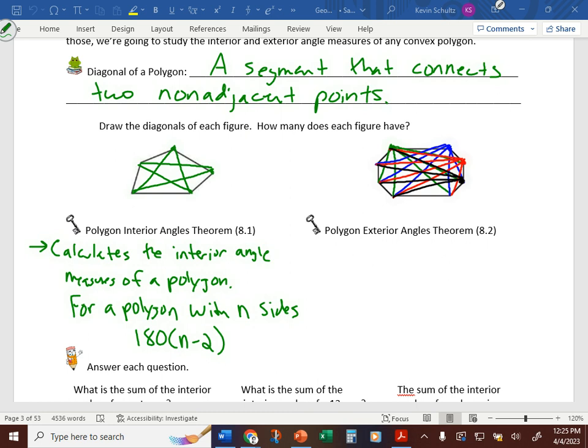So this formula states that for every side you gain in a polygon, you're gaining 180 degrees for the internal sum. It's kind of cut off down here at the bottom, but the first homework question says, what is the sum of the interior angles of an octagon? How many sides does an octagon have? 8. So this formula, 180 times 8 minus 2, or 180 times 6, is going to give you the answer. 1,080.